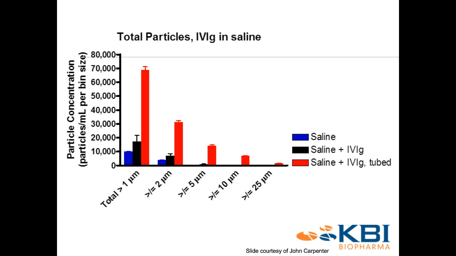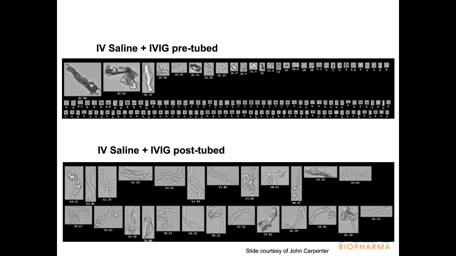So this is showing a bag of IVIG diluted into the saline bag and then tubed. You see the red bars here indicating a significant increase in particle formation with this type of stress. So just something to keep in mind. We can control what we do in our lab, but it's also important to know how hospitals and clinics are handling your product as well. This is showing a lot of proteinaceous particles post-tube being formed with that stress.